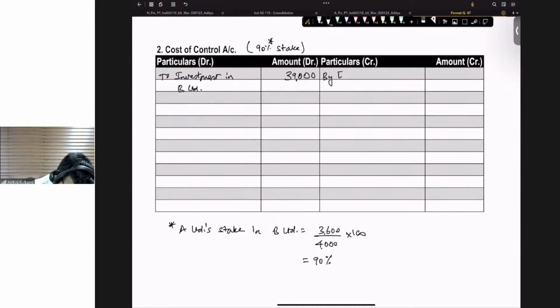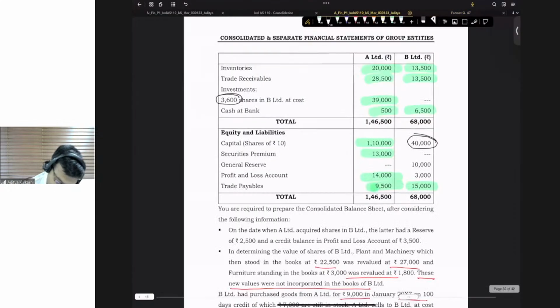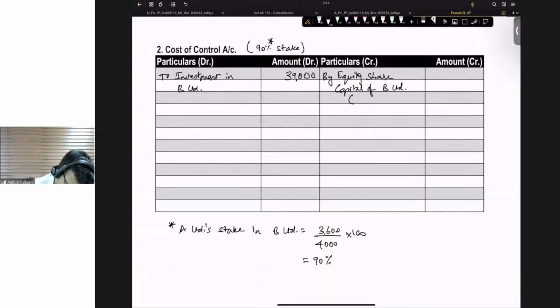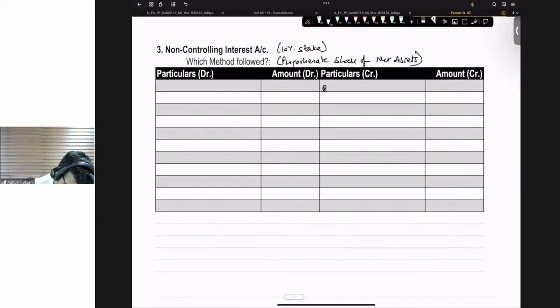So by equity share capital of B Limited. So that is how much? 40,000 into 90% into 10%. 36,000. Equity share capital 4,000. Okay.